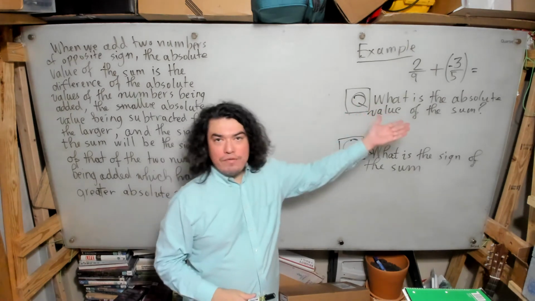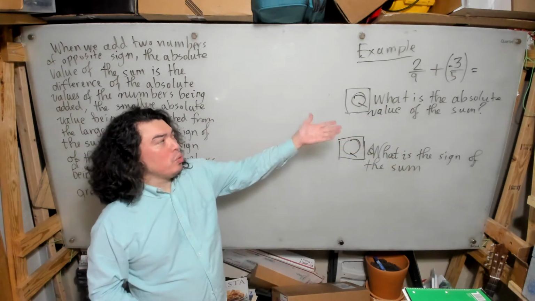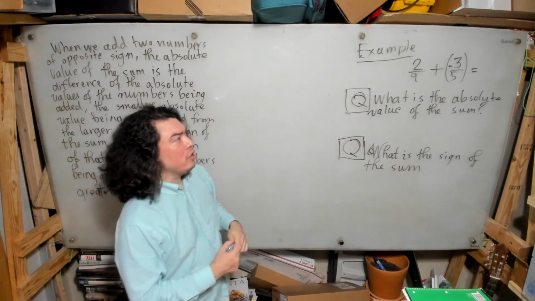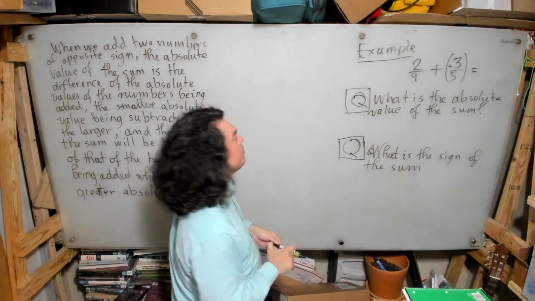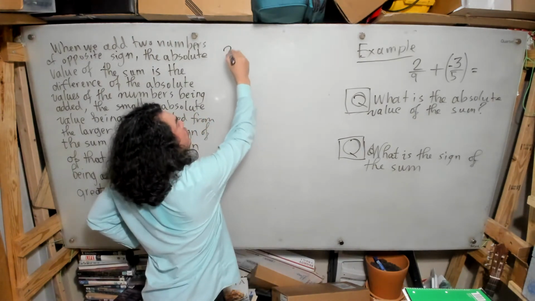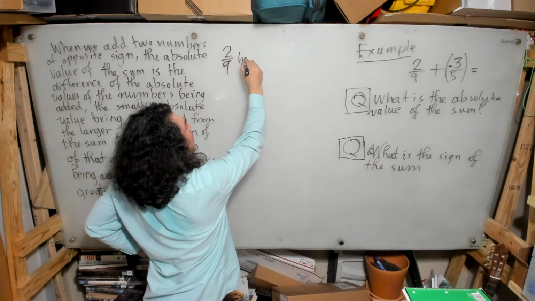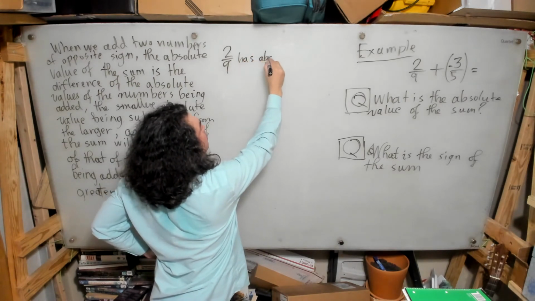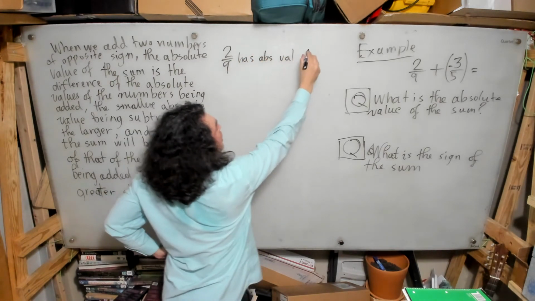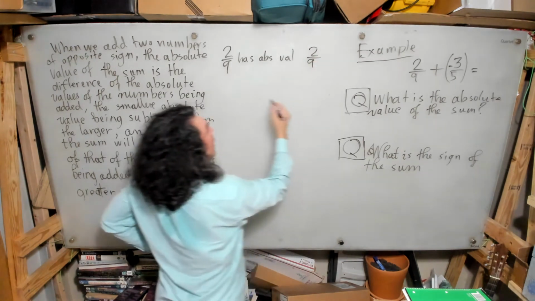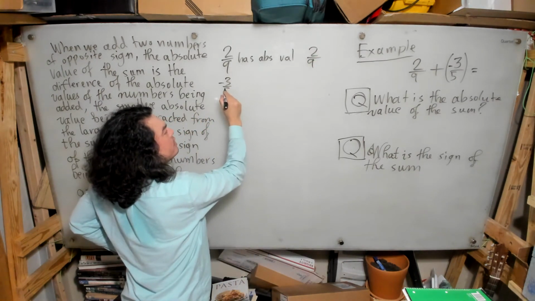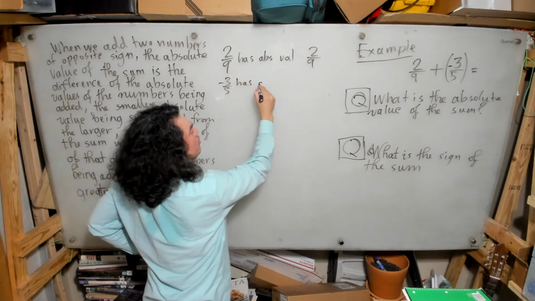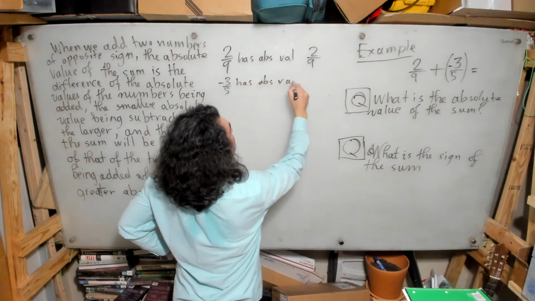So the first thing we have to do here is find out what are the absolute values of these two numbers that are being added. We know that 2/9 has absolute value 2/9, and moreover, we know that -3/5 has absolute value 3/5.